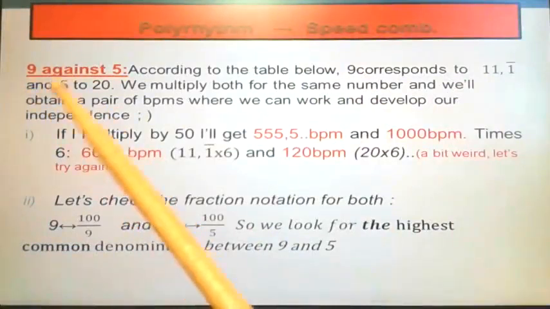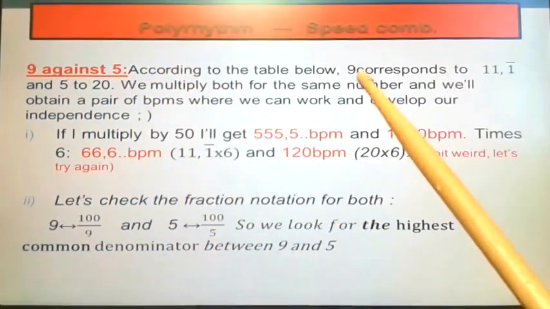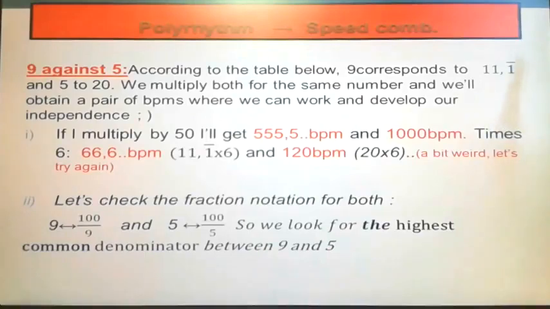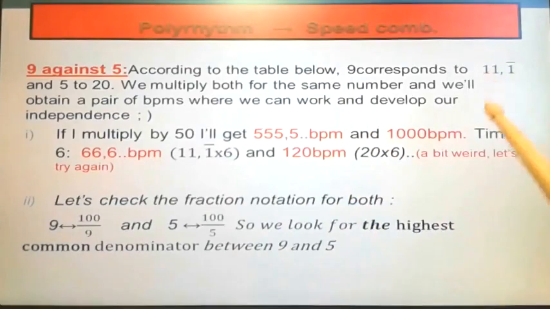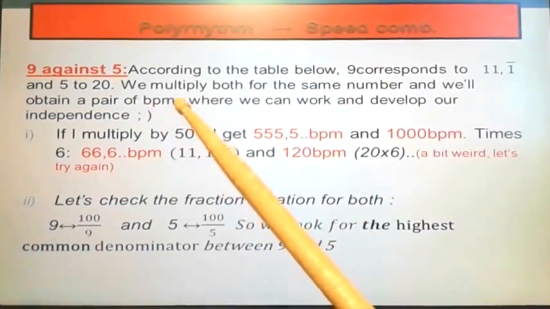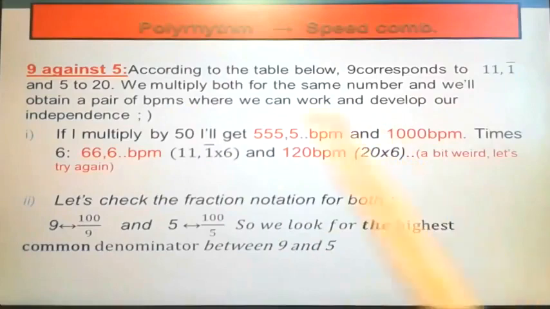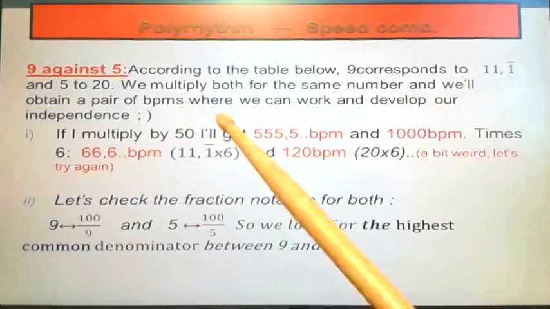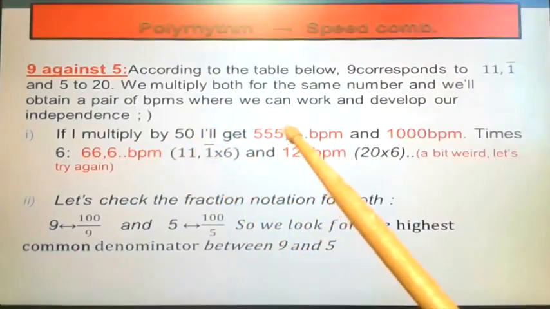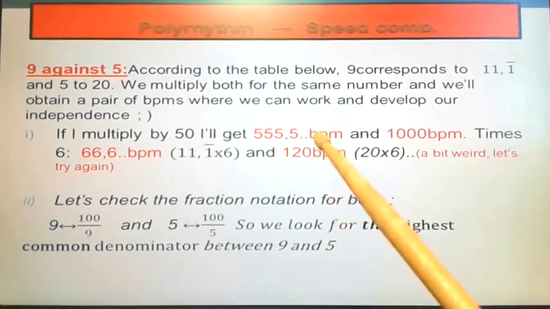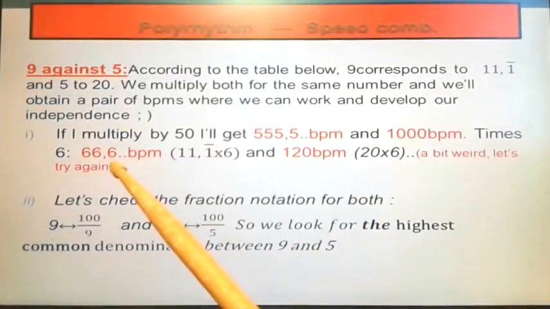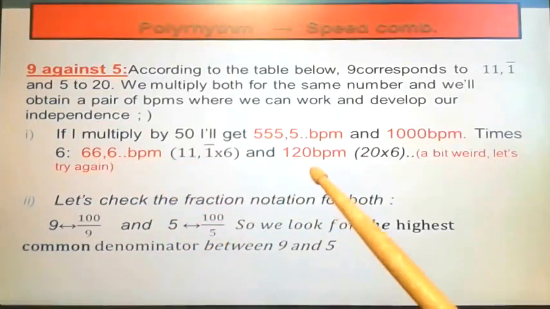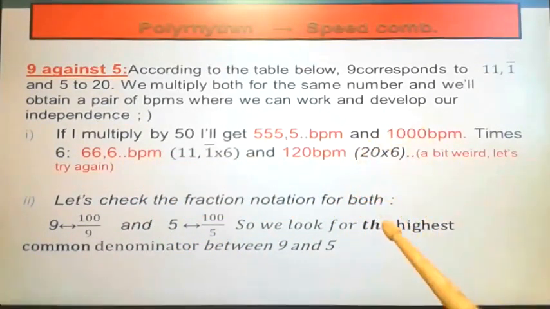So if we want to do a 9 against 5, I take my table. 9 corresponds to 11.1 periodic and 5 to 20. We multiply both by the same number and we obtain a pair of BPMs that we can work with to develop our independence. So for example, if we multiply both times 50, we'll get 555.5 periodic BPMs and 1000 BPM. If I do times 6, I obtain 66.6 and 120 BPMs respectively.